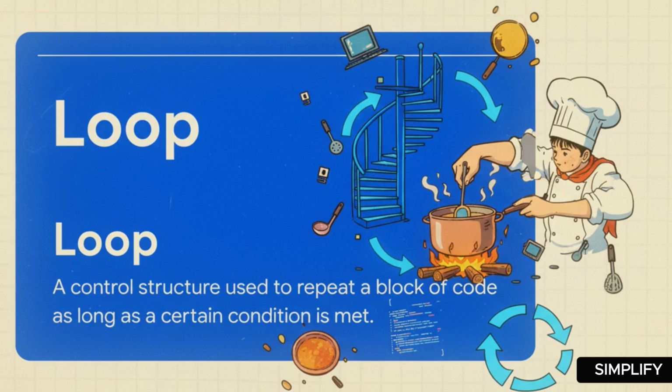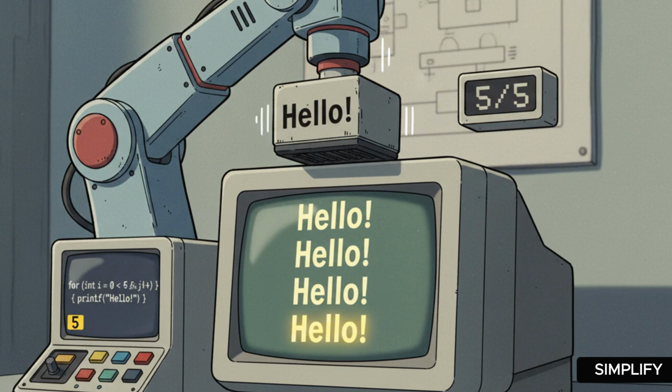Now, what about repetition? What if your recipe says to stir the soup 50 times? You're not going to write the instruction, stir the soup, 50 times in a row, right? That would be insane. And that's exactly what loops are for. They are the programmer's absolute best friend for automating repetitive tasks. Just look at how much power is packed into this one line of code. This for loop is a super compact instruction that basically tells the computer, "Hey, I need you to count from 0 up to 4. And for each of those counts, I want you to run the printf function with hello." And the result? One line of code does the work of 5.